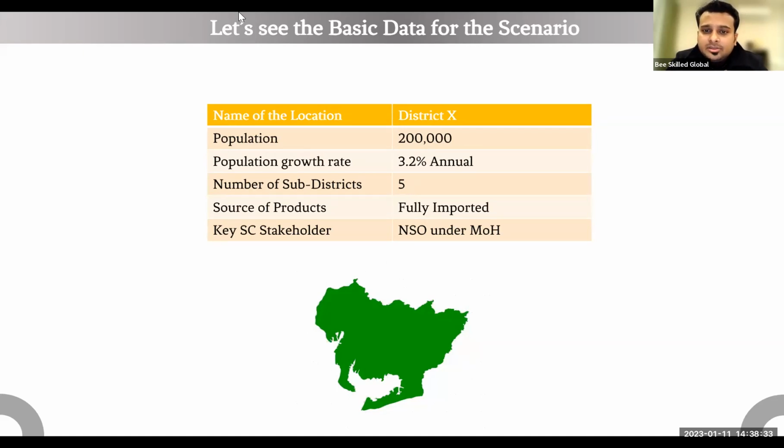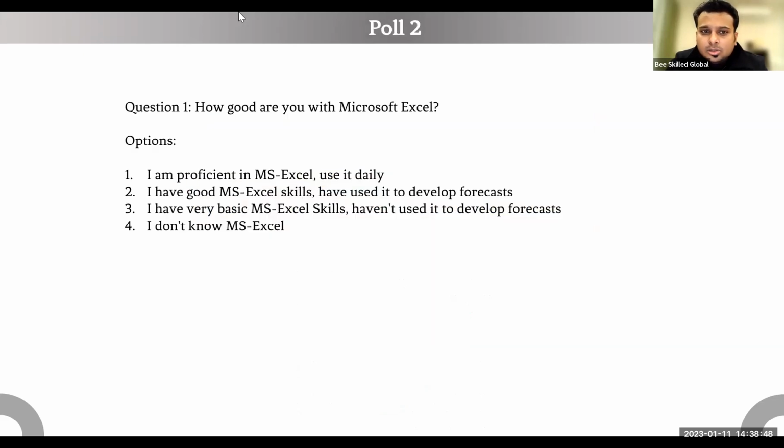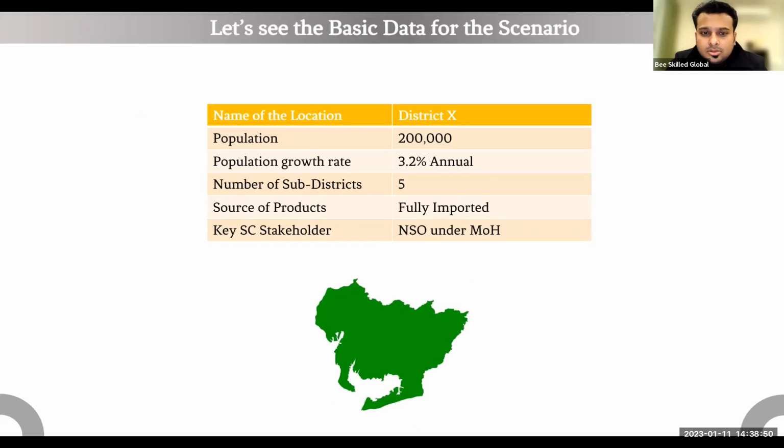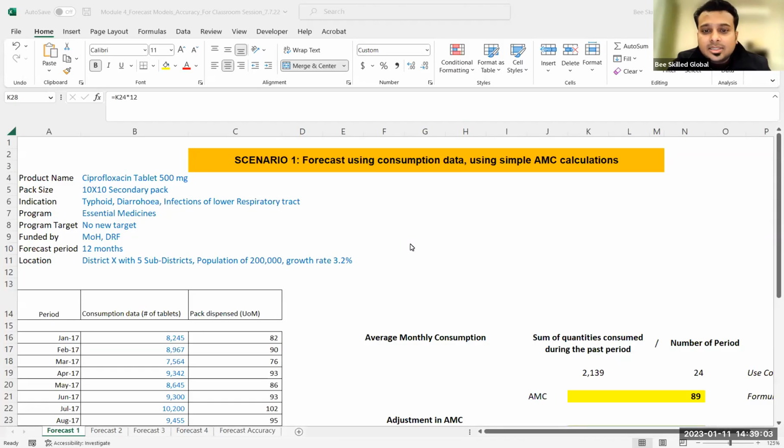This is district X, a hypothetical district. It has a population of 200,000. You see the growth rate. It has 5 sub districts. It fully imports all the products, and the Ministry of Health is the key stakeholder. So now let me take you to the Excel. Priyanka, maybe you can stop your screen share so that everyone can see only mine. Yeah, okay, excellent.